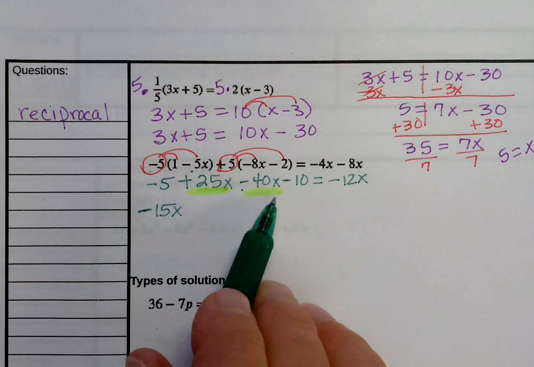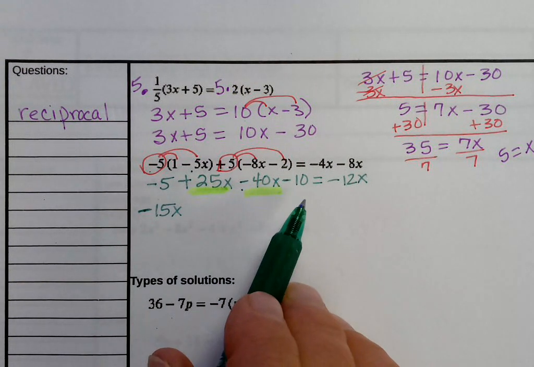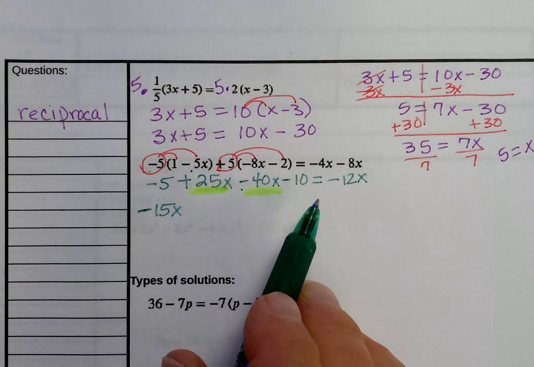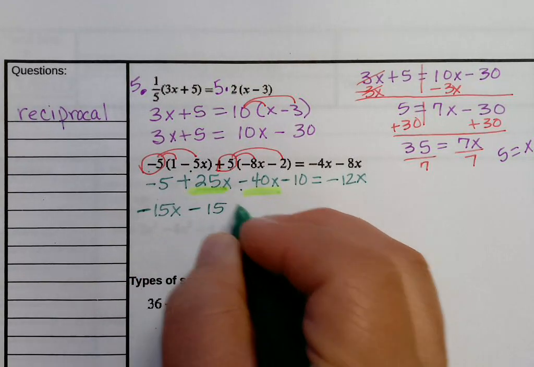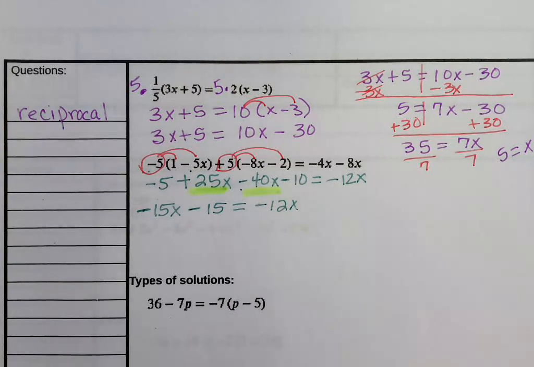Negative 5 minus 10 more. They're both negatives, combine them with addition. Negative 5 minus 10 is negative 15 is equal to negative 12x. We're ready to solve.